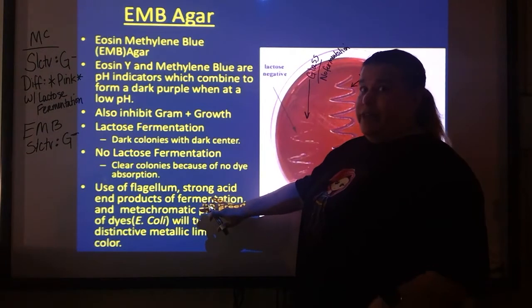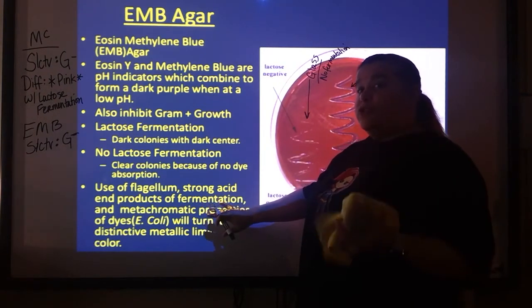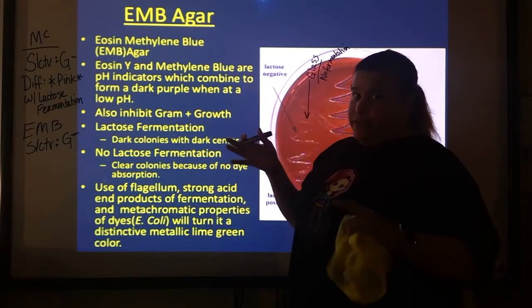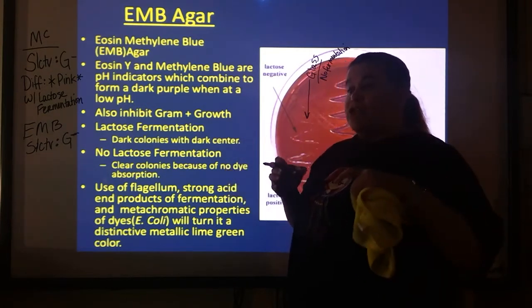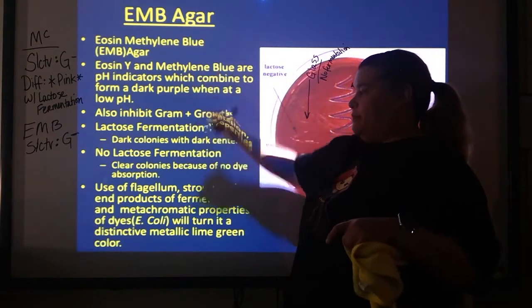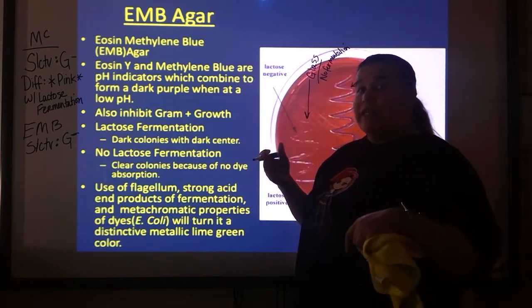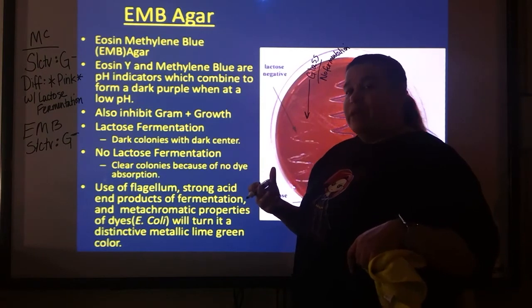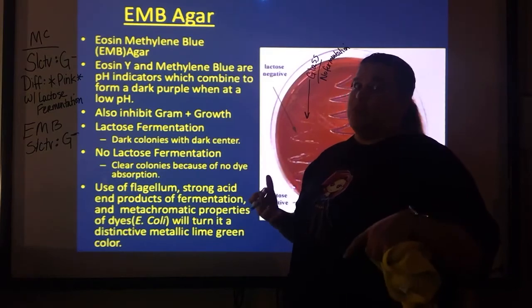Another differential trait that we have with EMB is exclusive to bacteria that have flagellum, that move around with their flagellum, and have very strong acid byproducts. These two things together actually interact with the eosin Y and the methylene blue, and it turns the colony into a very distinctive color. It looks like green aluminum foil. It is metallic and it is lime green.